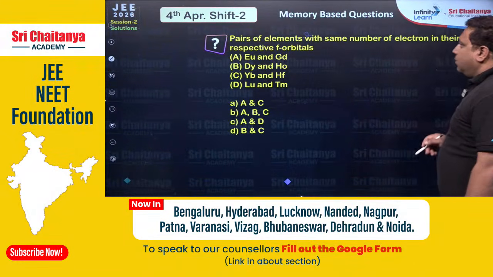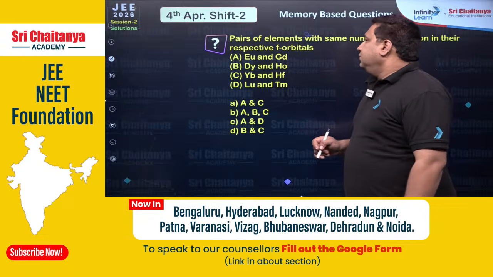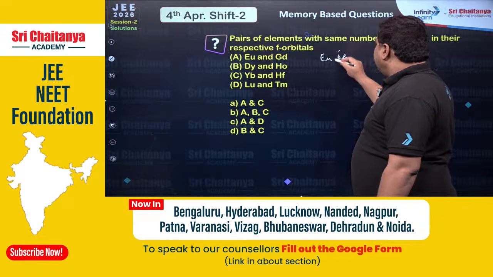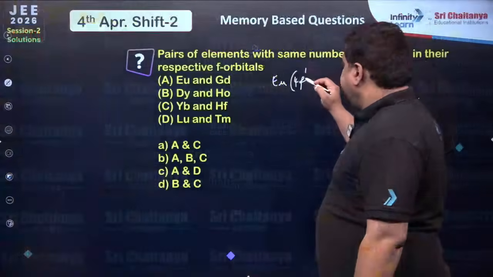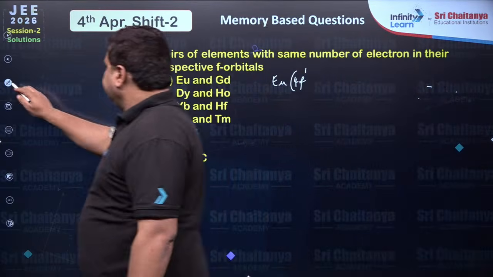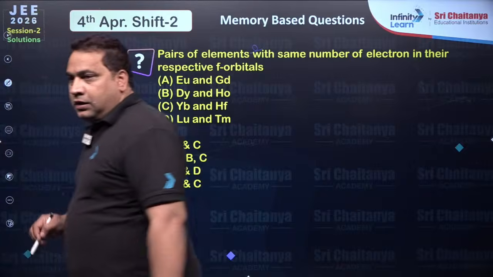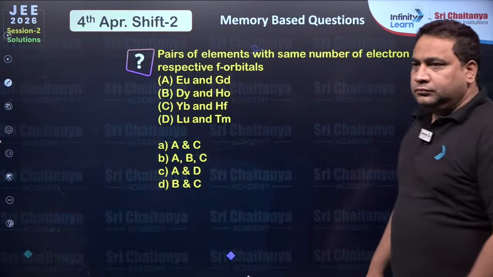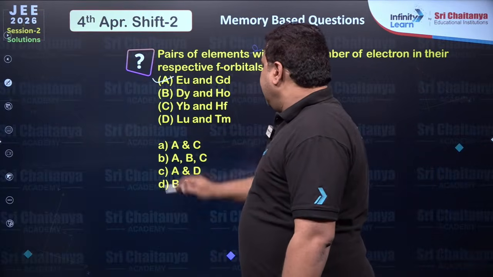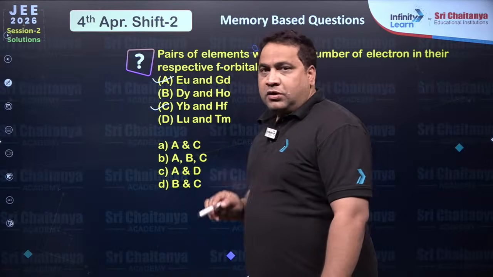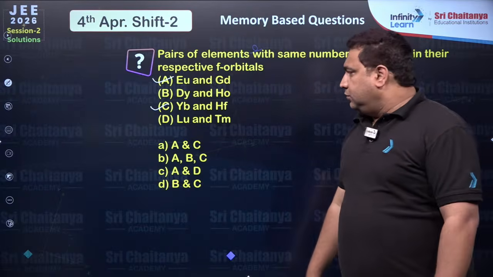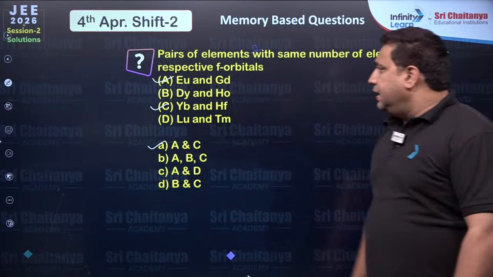Pairs of elements with same number of electrons in their respective f orbital is... So all of you should know, europium is 4f7. Okay, Srinivas, thank you. So europium, gadolinium and terbium, hafnium, if you see, they have 4f7, 4f7 and 4f14, 4f14 electrons. Hence the answer is A.